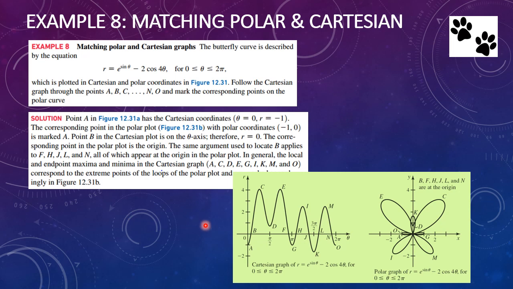The same argument used to locate B applies to F, H, J, L, and N. These are all theta intercepts, which means that r is 0 for them, so x and y are both going to be 0 too. So these are points where the graph comes back to the origin.